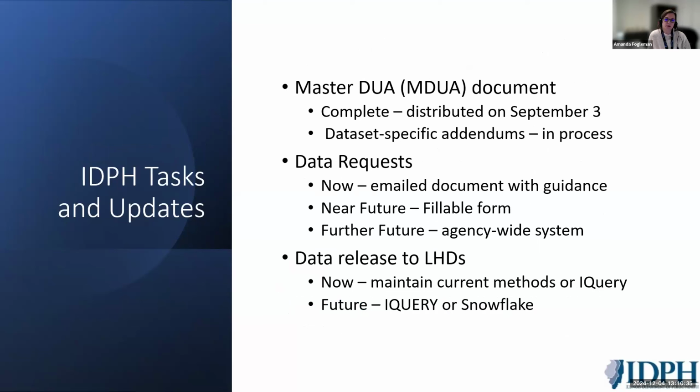So a quick update on the process. The master DUA document was finalized and distributed to the public health administrators on September 3rd. We do have dataset-specific addendums. Those are in process. Those addendums really just talk about nuances of the data and any special requirements of those datasets, to make sure that people are using the data appropriately.